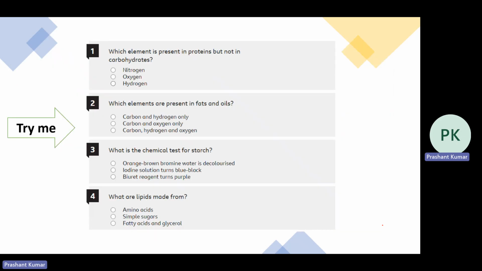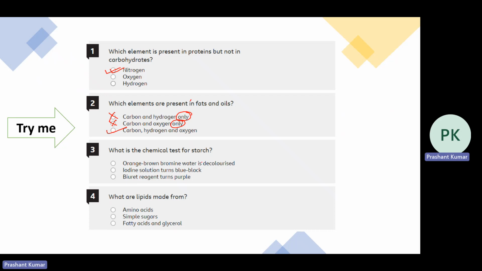Before that, let's try this. Which element is present in protein but not in carbohydrate? So we know that nitrogen is present only in protein but not in carbohydrate. Which elements are present in fats and oil? Carbon, hydrogen, yes, but oxygen is also present, and they have written only carbon and oxygen. So it's wrong. Carbon, oxygen is there, but not only. Carbon, hydrogen, oxygen, yes.